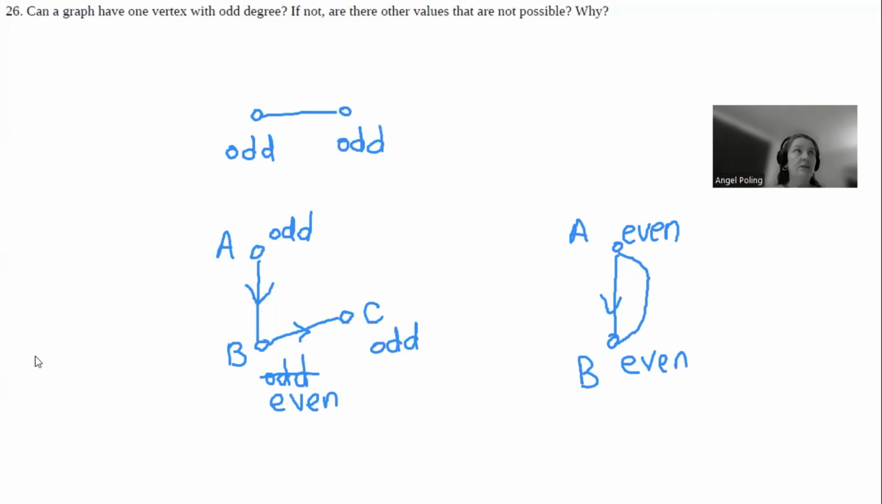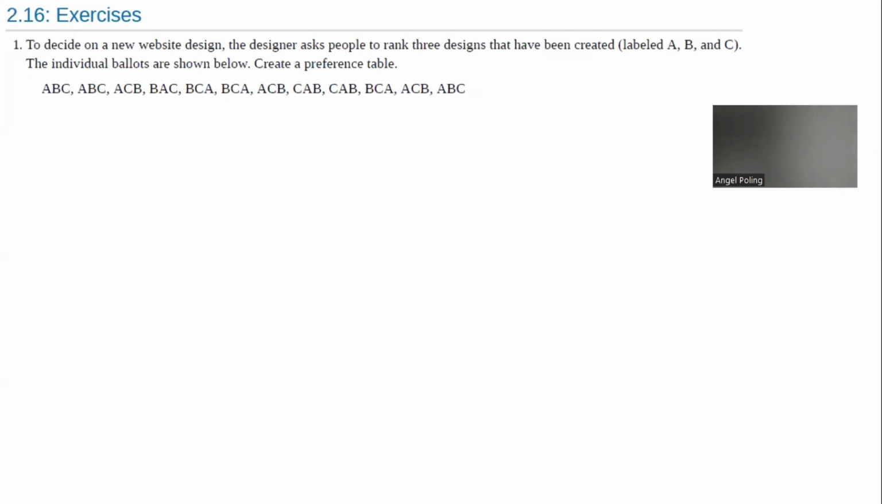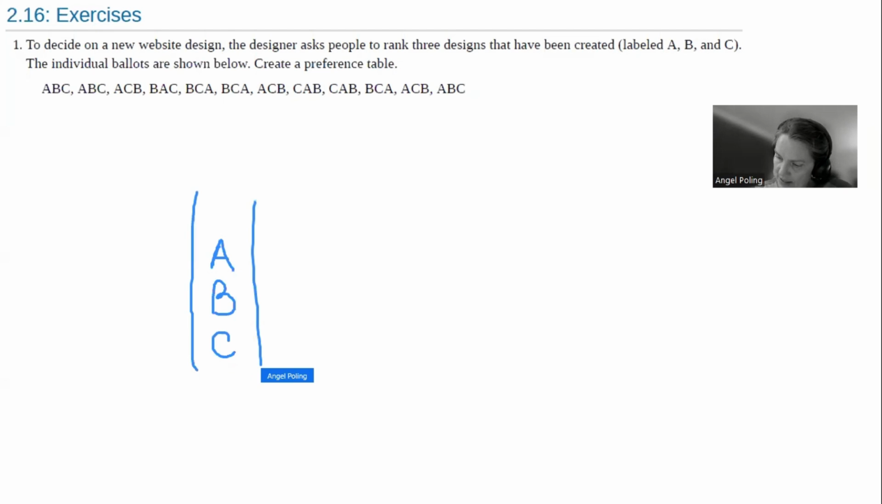That's the end of the chapter 6 exercises. Now we'll look at chapter 2. All right. Let's look at chapter 2 exercises. In the first couple, we're just going to make the preference table. So let's look at the A, B, C as the first, second, and third place options.